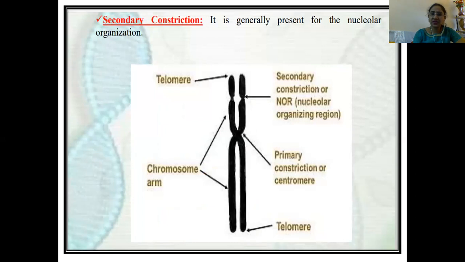Secondary constriction, as I have told you about the primary constriction and the secondary constriction. Primary constriction is also called the centromere or the kinetochore, whereas the secondary constriction is called the nuclear organizer region, or the NOR region. And these are the telomeres. These are the two arms of the chromosomes. Arms are like two shoulders. The first arm is called the short arm, and the second arm is called the long arm. The short arm is called the P arm, and the long arm is called the Q arm.